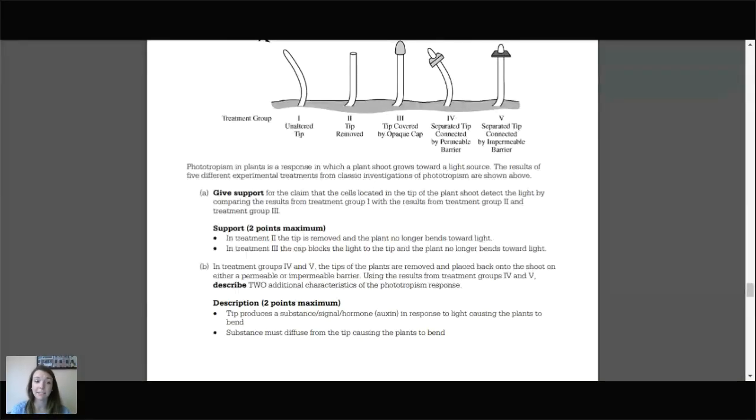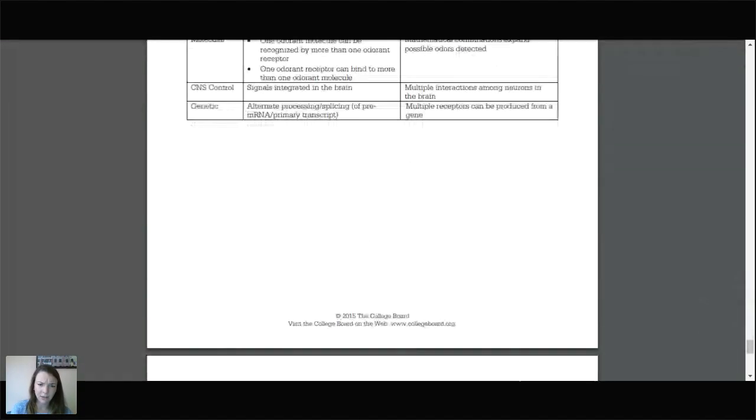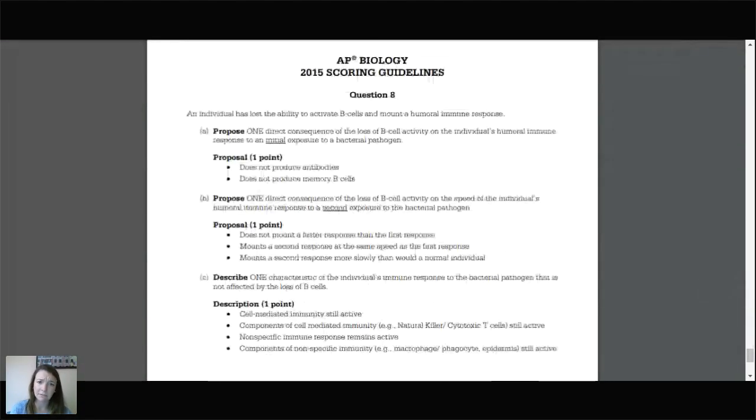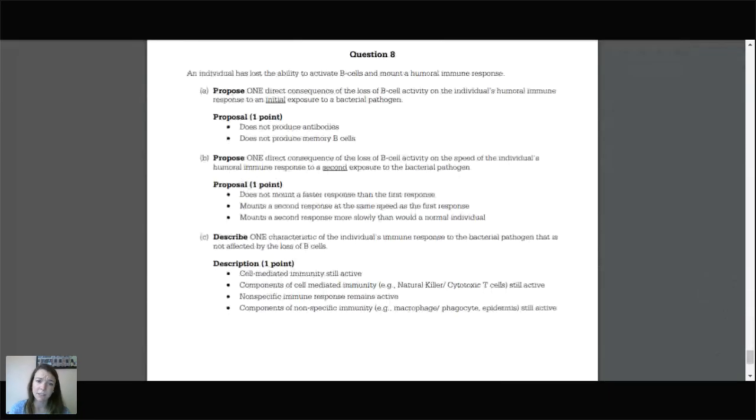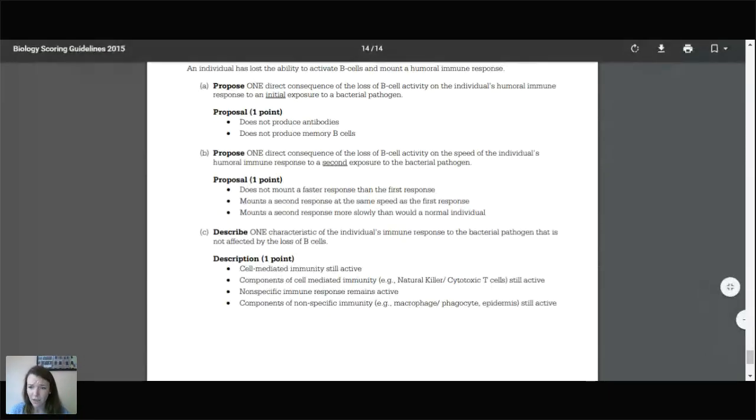You should know non-specific versus specific response. You should know the acquired immune system. You should know that B cells produce antibodies and T cells deal with infected cells. But let's take a look at question 8 from this year because I really like this one. It will tell you what they were expecting of students this year as far as B and T cells go.